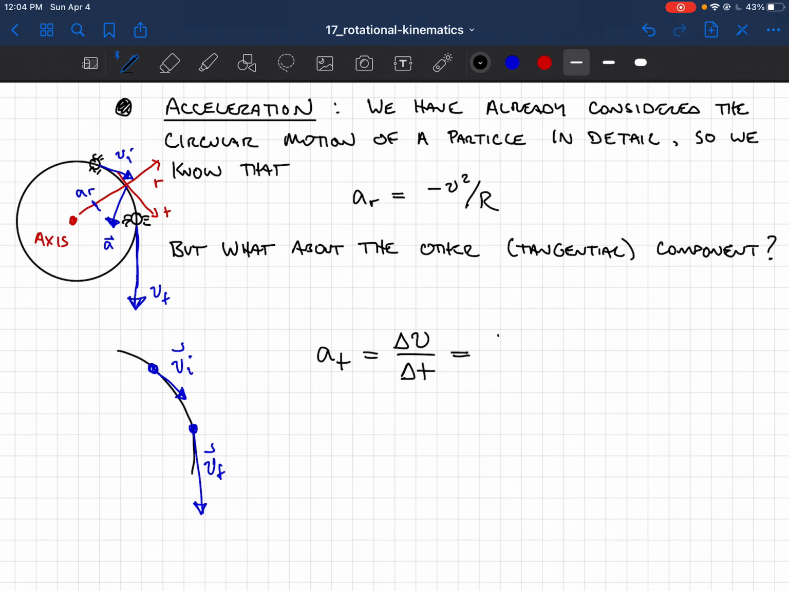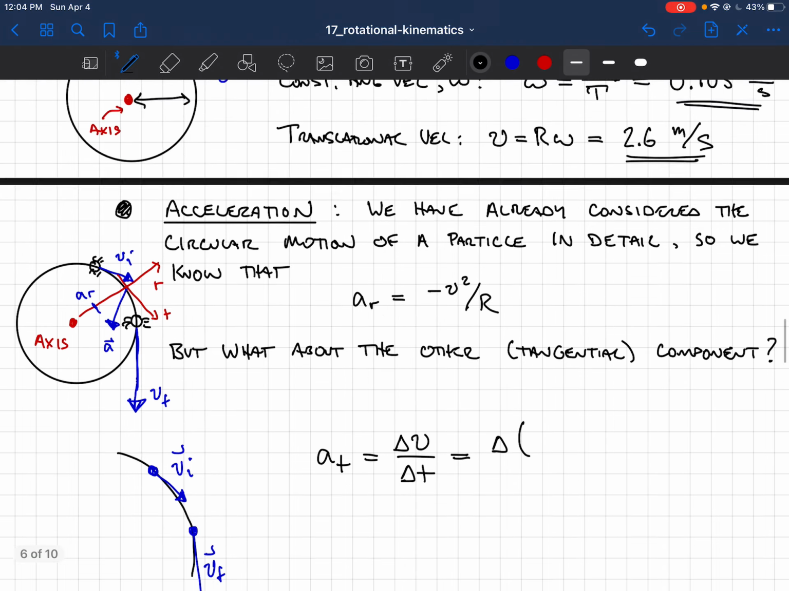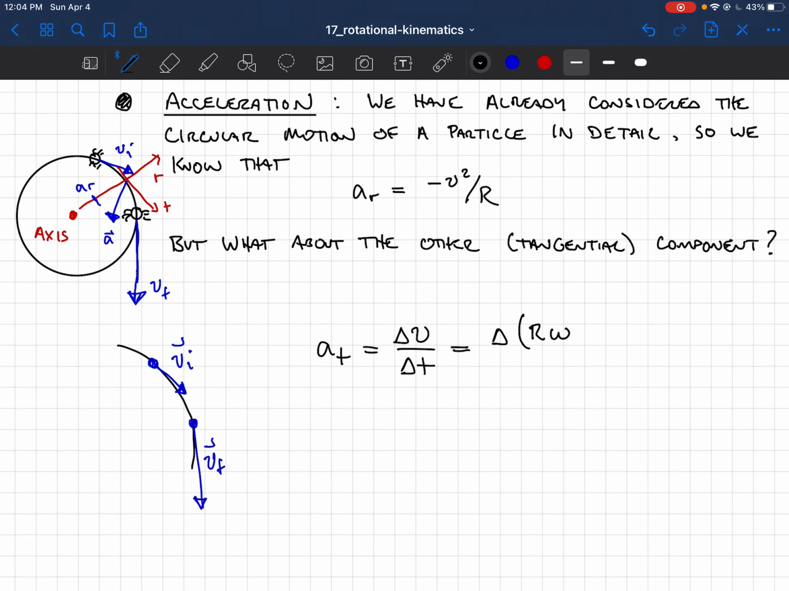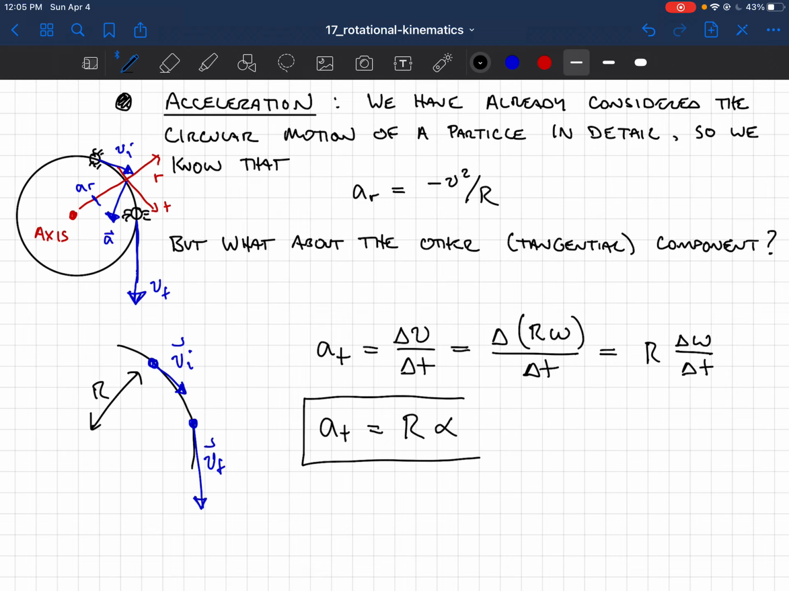And what is that? Well, we already found that the speed of the object on the rotational path is given by r times omega. So I can write this as r times delta omega over delta t. Again, r is a constant over that path. It stays on that circular path, so r is constant. So this tells me that the tangential component of the acceleration, meaning the change in speed along the path, is just equal to r times alpha.